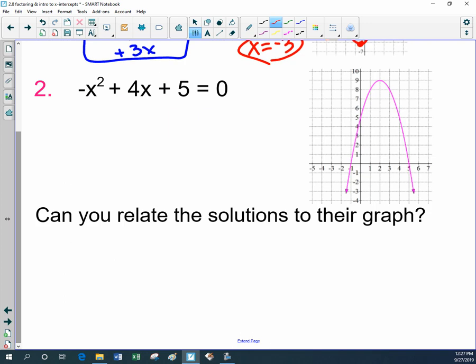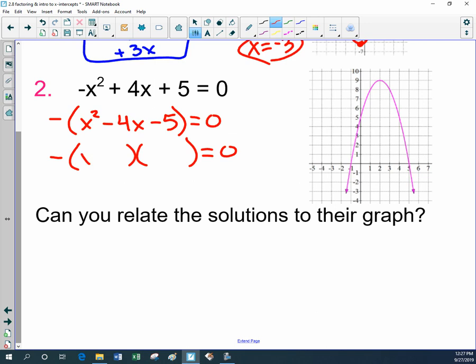Here's our problem. Negative x squared plus 4x plus 5. The first term is negative, so I have to factor out a negative. So when I factor out a negative, I would have x squared minus 4x minus 5 equals 0. So we have to remember, change the signs of each term whenever we factor out a negative. Then factor the x squared minus 4x minus 5. So factors of x squared would be x and x. And then what are the only factors of 5? So 1 and 5.